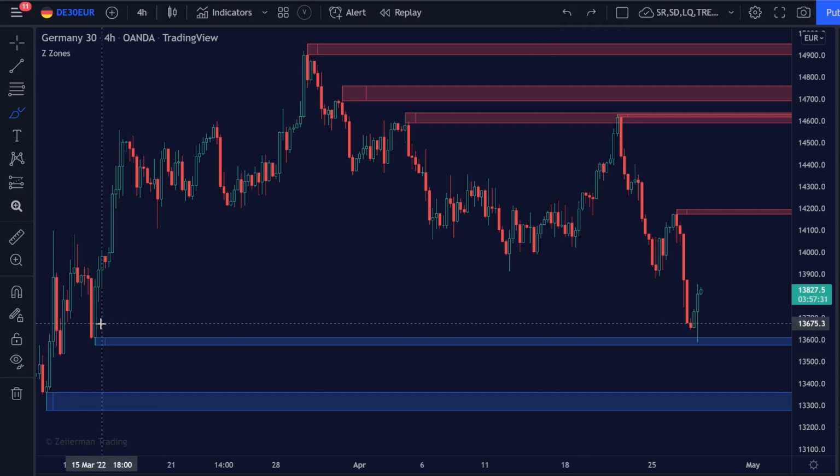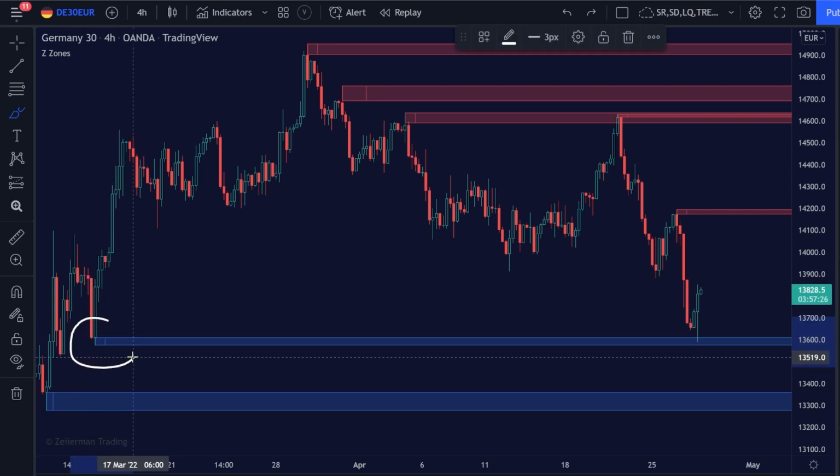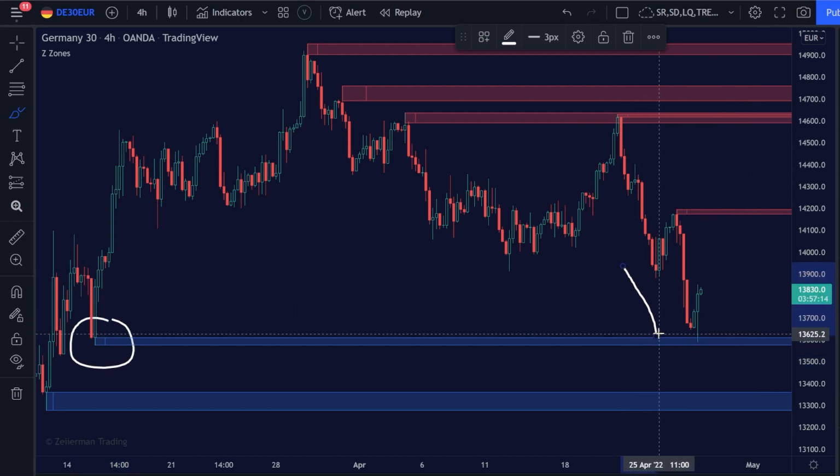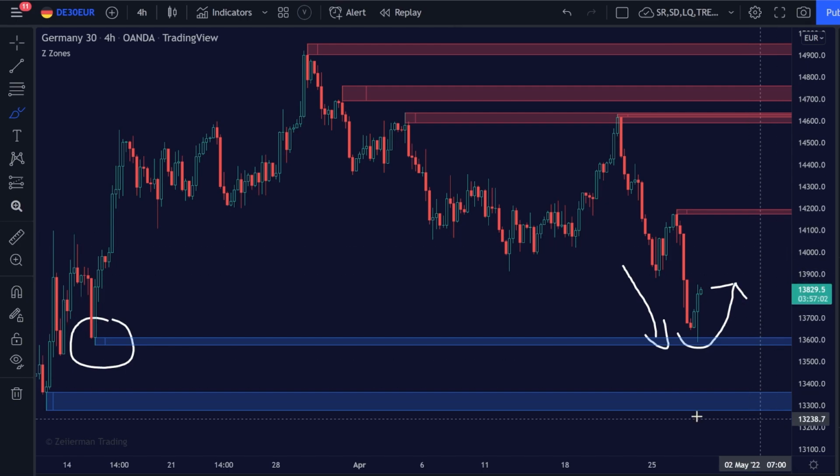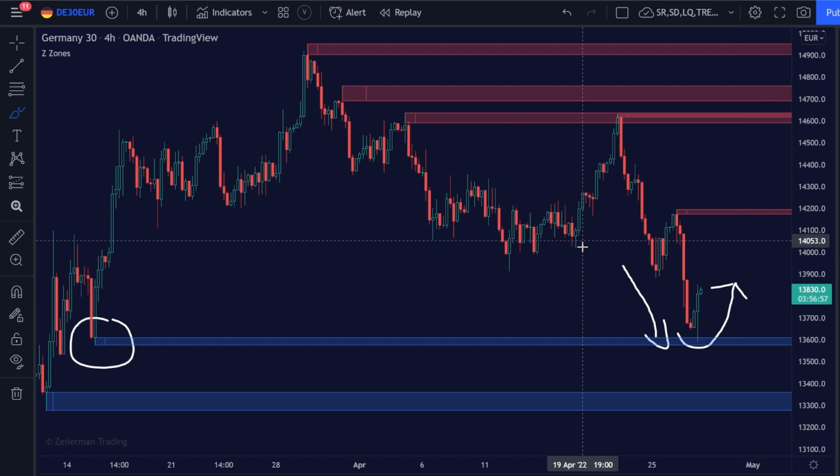So if you take this support zone as an example, we can see that price finds support in this area and this support zone is plotted. What we're basically looking for is when the price comes back to this level and see what happens. In this case, we can see that the price touches the level and bounces off immediately. And this is a great example of how the support zones work.